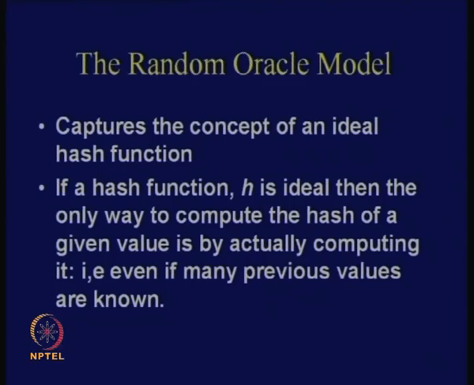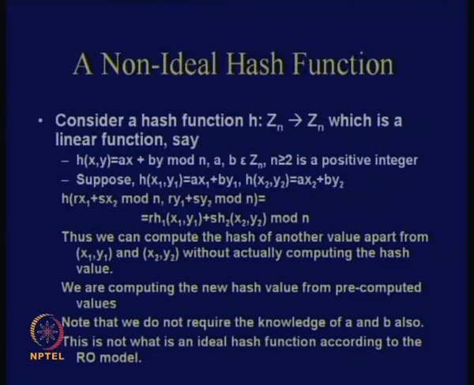One example you can think of, we have already studied such examples: a very linear kind of equation. In a linear equation, if you know the output of two points, from there you can calculate all the points. So this is an example of a non-ideal hash function. It says h(x,y) equals ax plus by mod n. Suppose a, b and all these are not known to me.